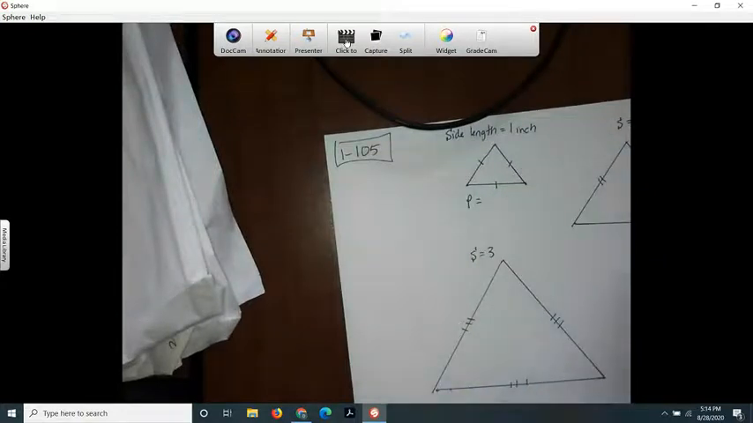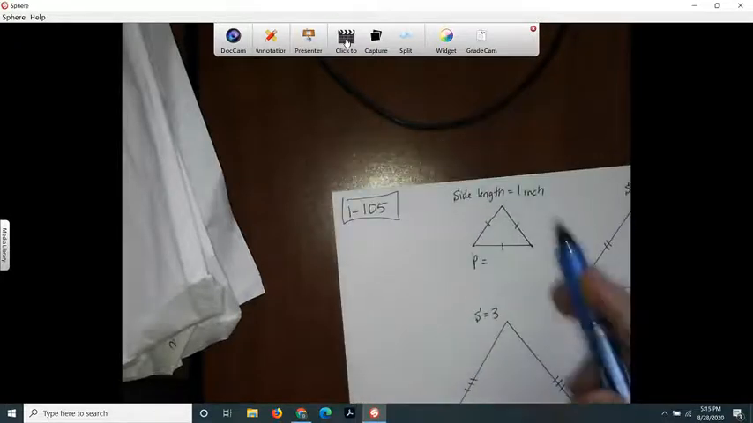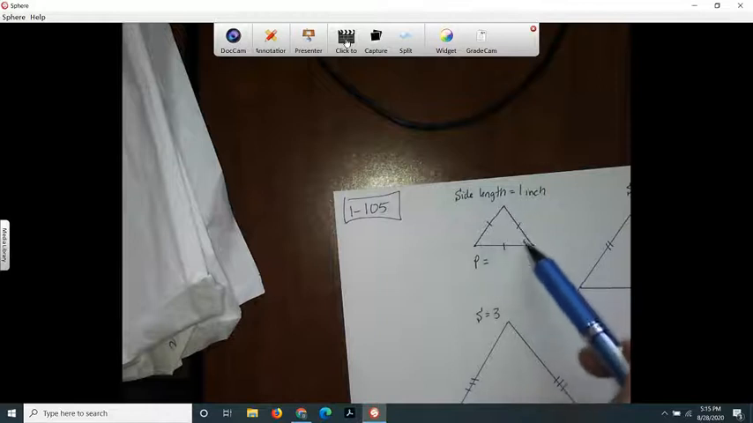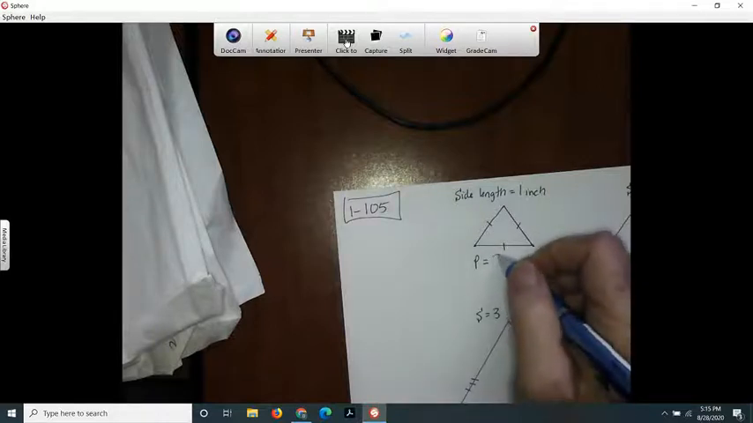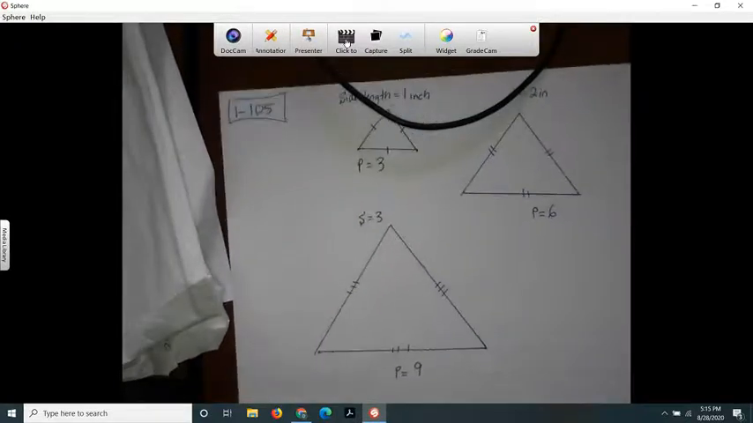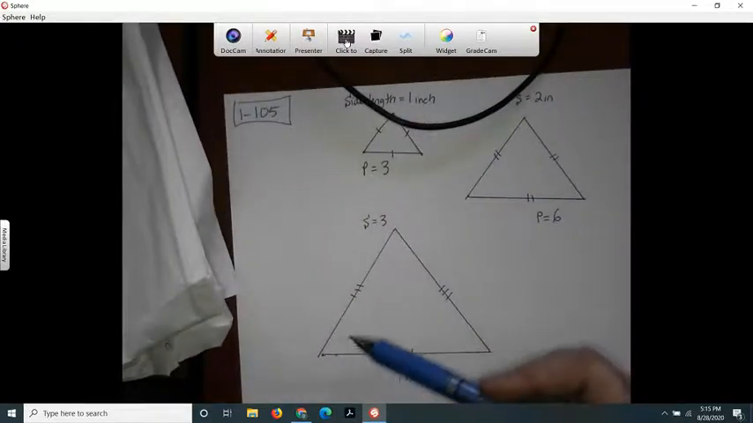And I'm going to get my outputs before I forget. So if my side length is 1, then my perimeter is 1 plus 1 plus 1. It's 3. My side length is 2, 2, 4, 6. Side length is 3, 3, 6, 9. Hopefully that makes sense. Perimeter is just the distance around, so if this is 3 inches and 3 inches and 3 inches, it's 9 inches all the way around.